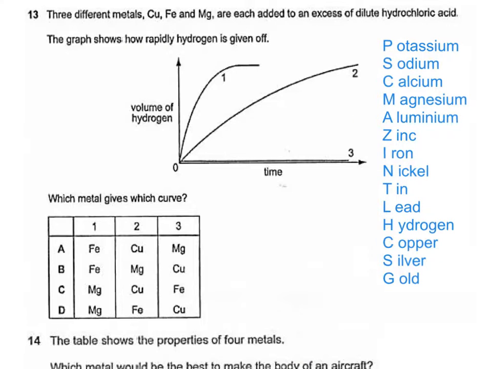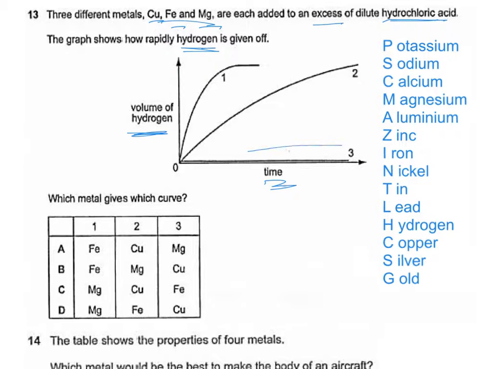Question 13. Now, 3 different metals, copper, iron, magnesium, were added to excess hydrochloric acid. Now, we know that this is a metal and acid reaction to produce salt and hydrogen. You have a graph over here plotting volume of hydrogen evolved against time. Now, what can we tell from this graph?